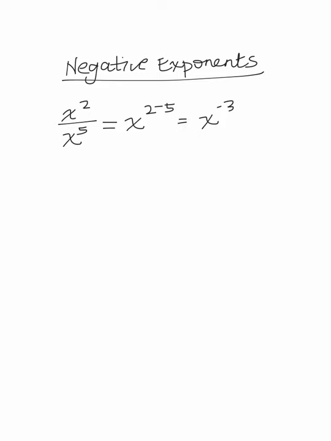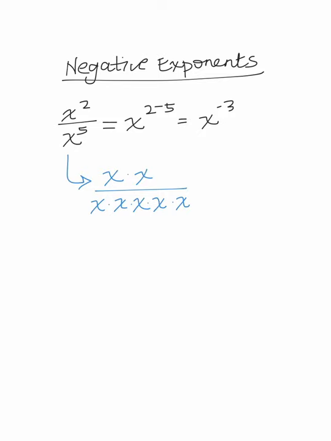The way we're going to figure this out is we're going to do this problem a different way, okay? I'm going to take this problem and expand out the x's. On the top, I have x squared, and that means I have x times x. On the bottom, I have x to the fifth. That means I have x times x times x times x times x, exactly 5 of them.